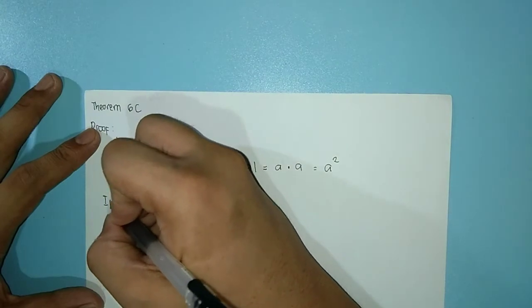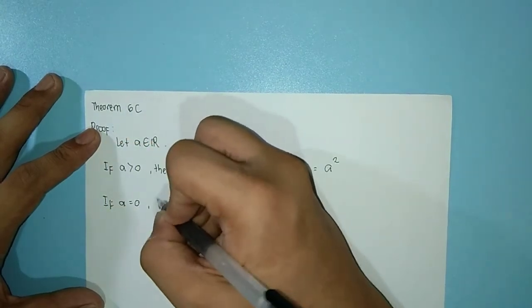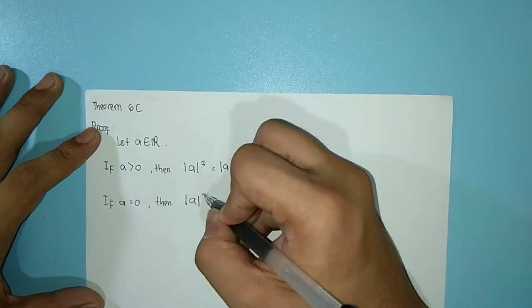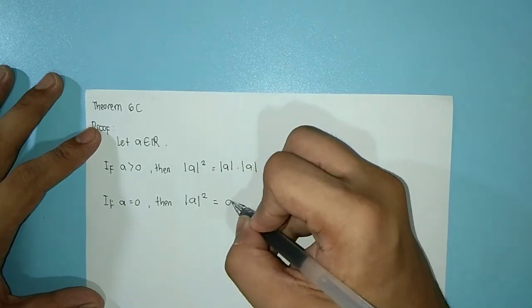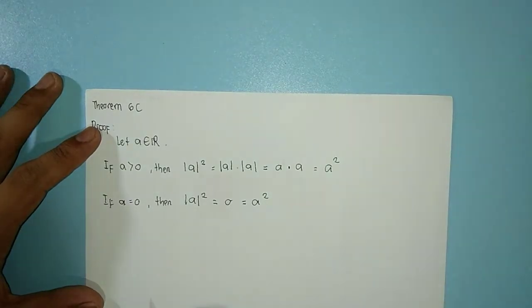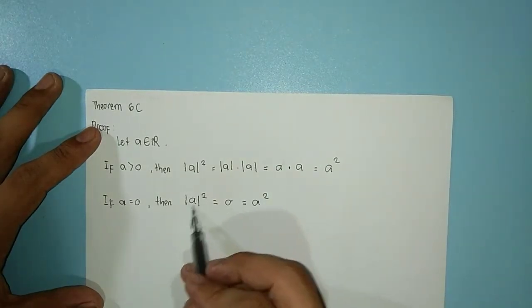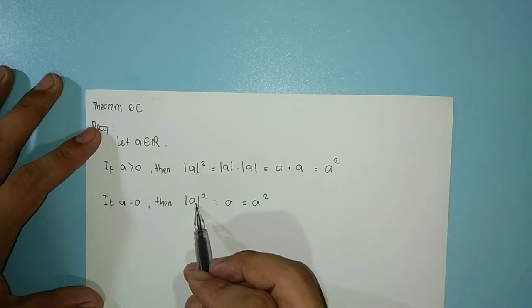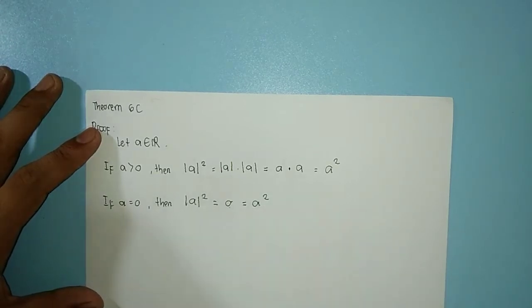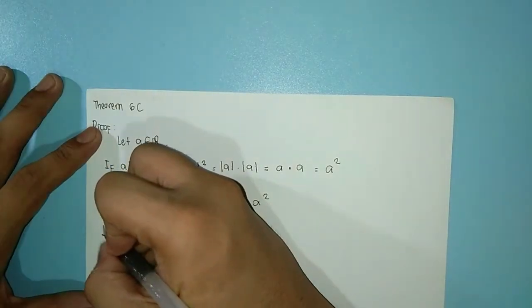Now, if a is equal to 0, then the absolute value of a quantity squared is 0, which is equal to a squared. Okay? Kasi absolute value ng 0 is 0, squared mo, that is 0. 0 squared, that is 0. Okay? So, doon naman tayo sa less than.